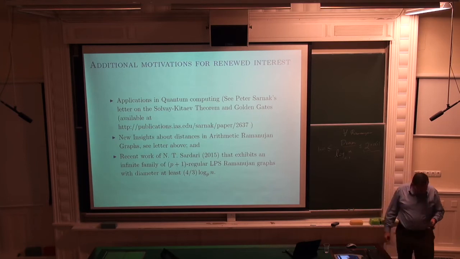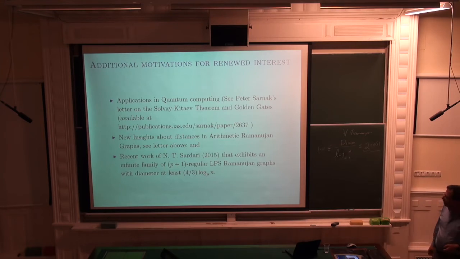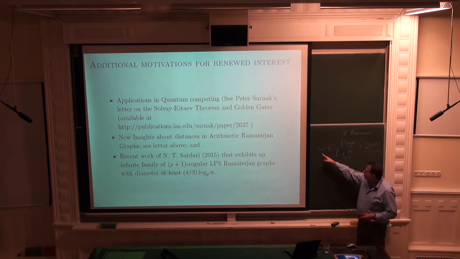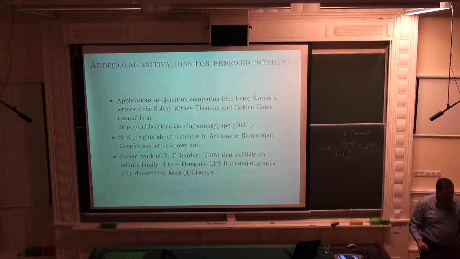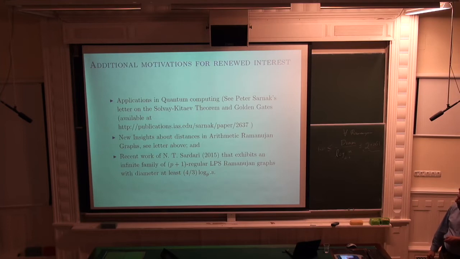And in Sarnak's book, which he wrote on this topic, he had conjectured that in fact for the LPS graphs also, the diameter divided by this should be 1 plus little o of 1. But now we know that conjecture is false. His student Sardari, just a couple of months ago, uploaded a paper proving that for a certain sequence of these LPS graphs, the diameter is at least 4/3 times log base d minus 1 of n.